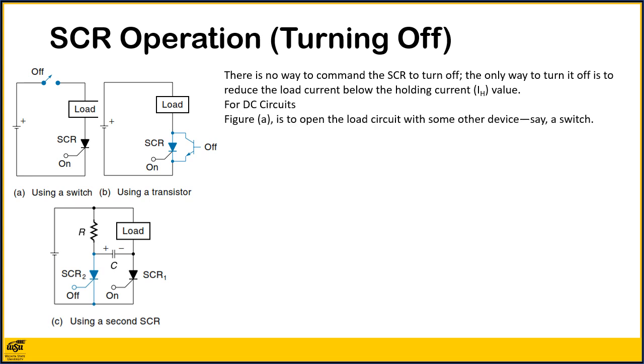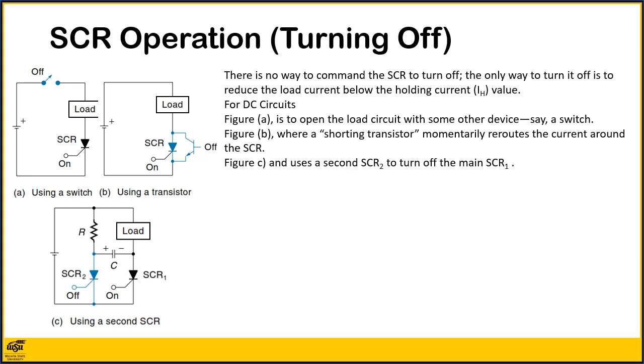For DC circuits, this can be done in a number of ways. The first method, illustrated in figure A, is to open the load circuit with some other device, such as a switch. The second method, called forced commutation, involves momentarily forcing the voltage across the SCR, VAK, to 0 or below, thereby stopping the current. One way to do this is illustrated in figure B, where a shorting transistor momentarily reroutes the current around the SCR.